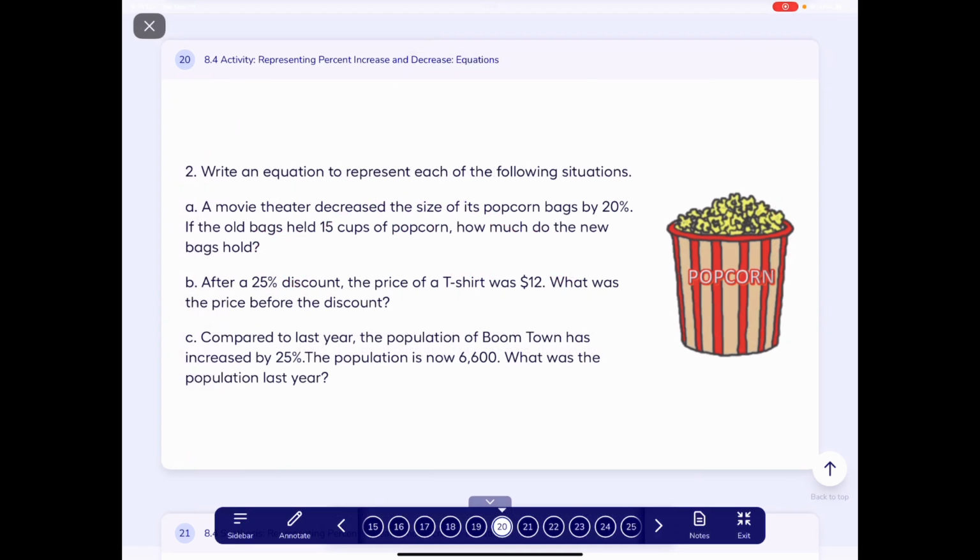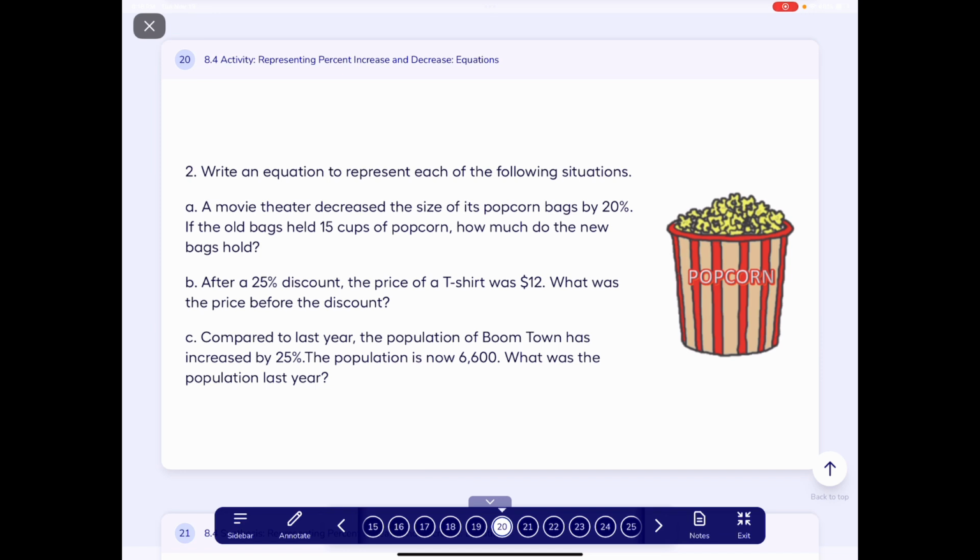Number 2, write an equation to represent each of the following situations. A, a movie theater decreased the size of its popcorn bags by 20%. If the old bags held 15 cups of popcorn, how much do the new bags hold? B, after a 25% discount, the price of a t-shirt was $12. What was the price before the discount?